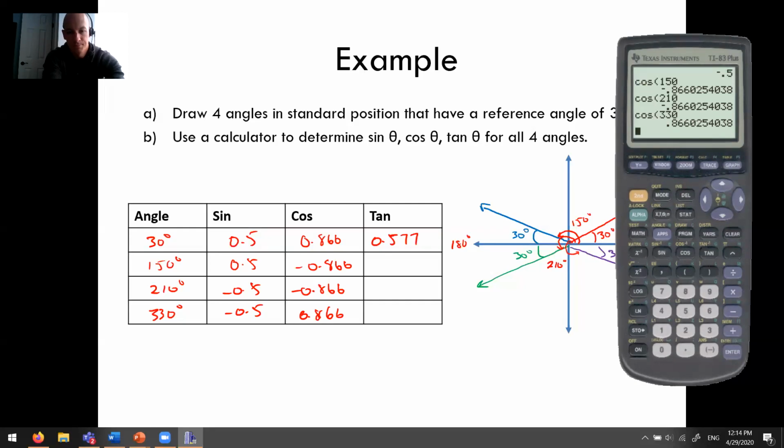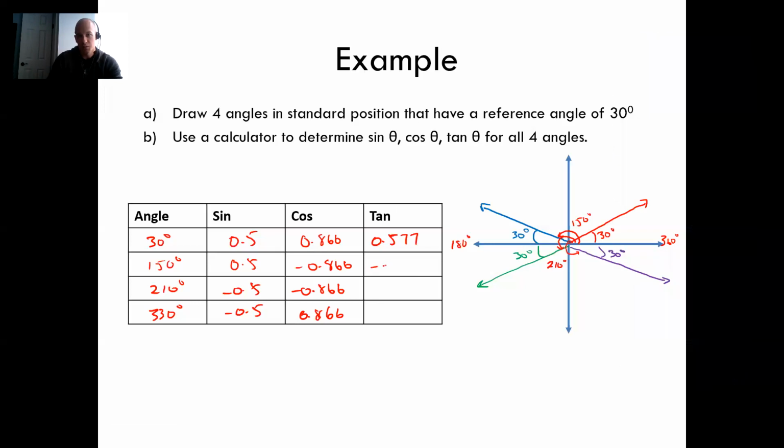Finally, for tan, tan of 150, tan of 210, and tan of 330. So negative, positive, negative. We can see these are all the same value because they share the same reference angle, but the sign is what I really wanted to illustrate here.